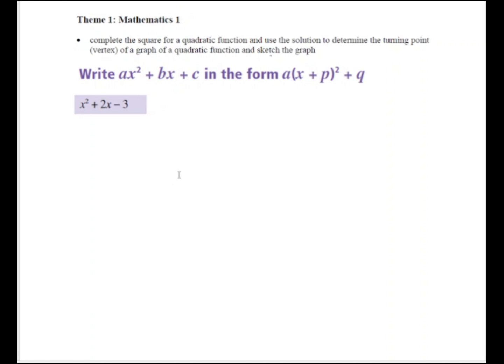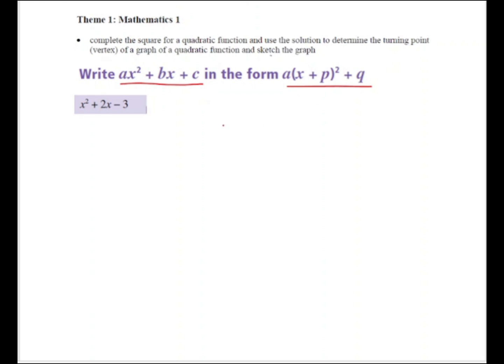I'm not going to waste time. We are going to move from basic competence to basic competence in each topic. So without wasting time, we are going to start looking at the first basic competence, which states that we should be able to write a quadratic expression of this form into this form. The reason is for us to find the turning point and be able to sketch the quadratic graphs.